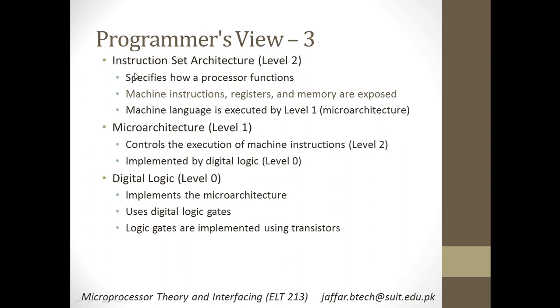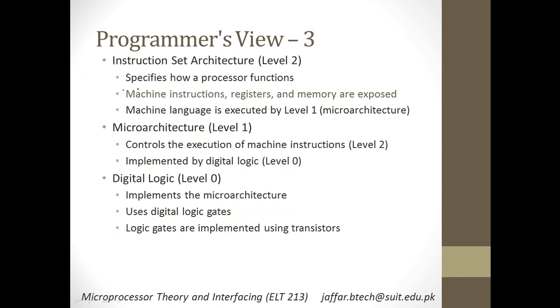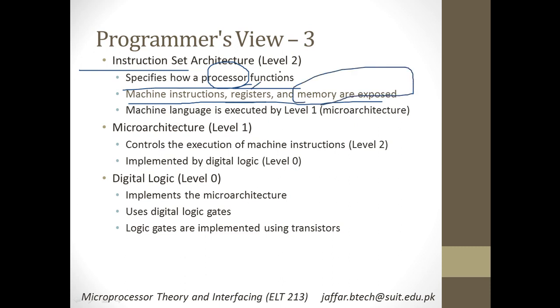The next thing is basically the instruction set architecture, and we have already discussed that this is specified for a processor. You will see that this specifies how a processor functions. If you change the processor, maybe the instruction set changes slightly, and this basically comes down to the machine instructions, and their registers and memory are exposed. You can easily convert or shift your data from a register to a specific memory, or from a specific memory towards a register, or an input output port as well.